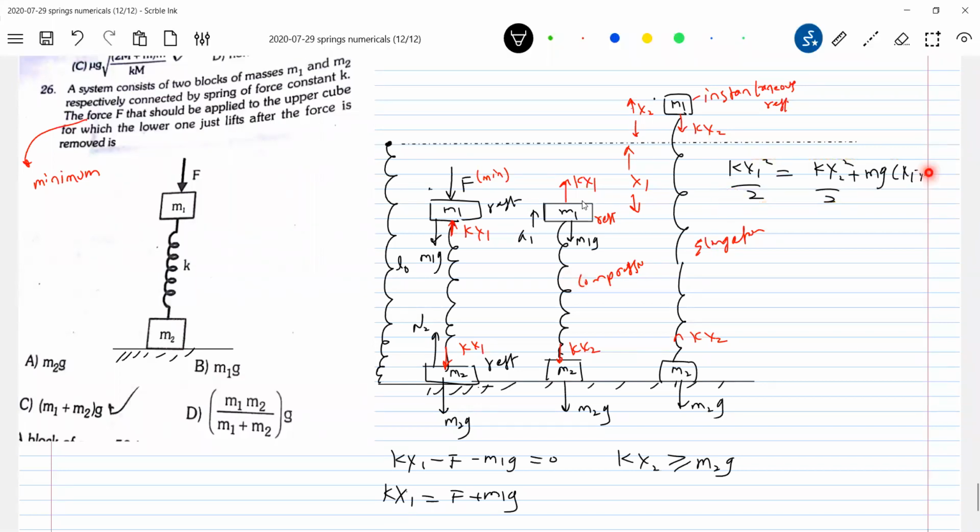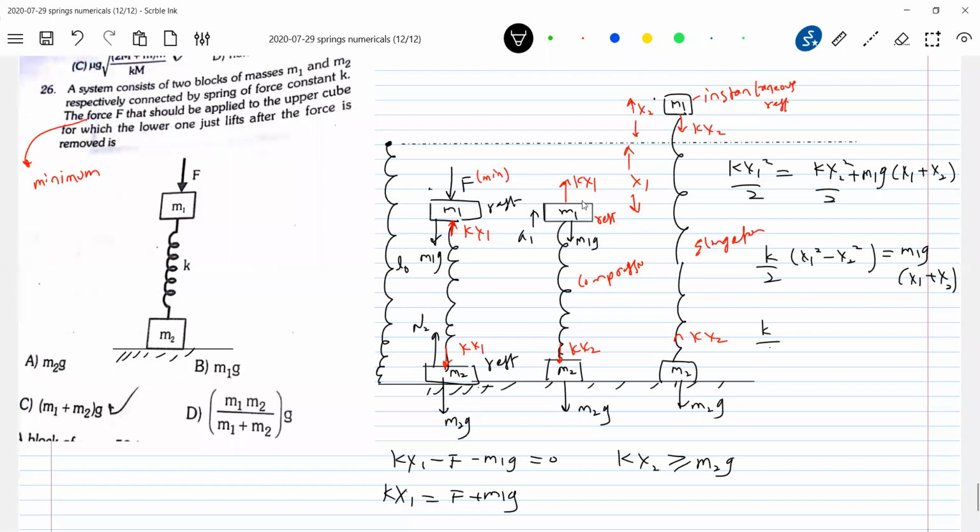Now from where did I bring this equation? All the energy stored in the spring, a part of that energy is utilized to lift the block m1 to height x1 plus x2. Then the remaining will be retained in the spring itself. So you bring this on this side, k by 2, x1 square minus x2 square. This is m1, no? m1g(x1 plus x2).